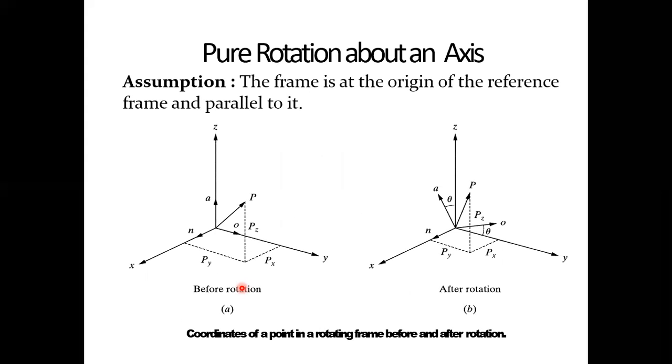Next one is pure rotation about an axis. Pure rotation about an axis. So the frame is at the origin of the reference frame and parallel to it. Here, the same conditions, but it will rotate by a particular angle. That is, there is no translation, only rotation. So it will take some angle with the main axis. This is before rotation. This is after rotation.